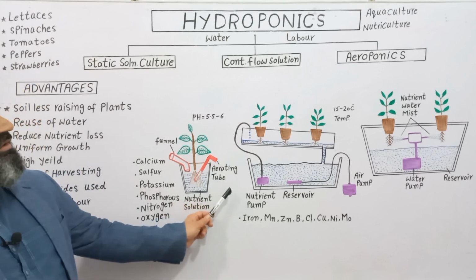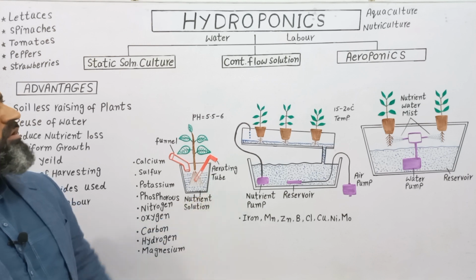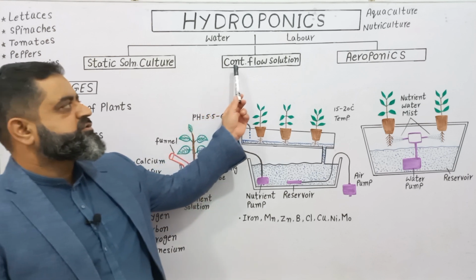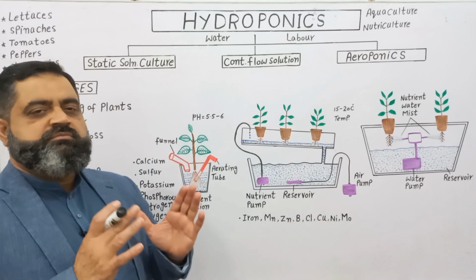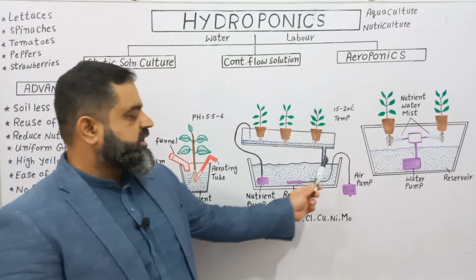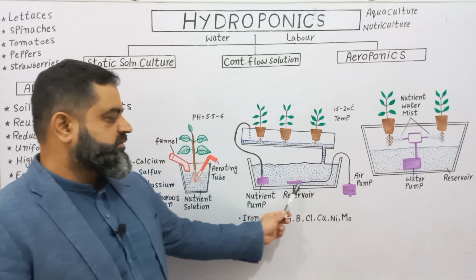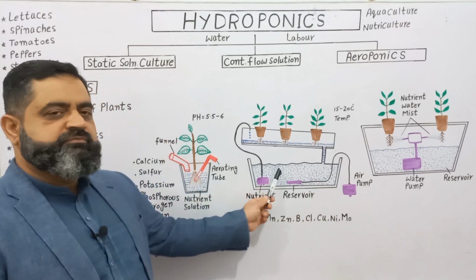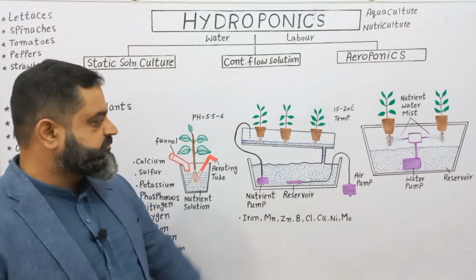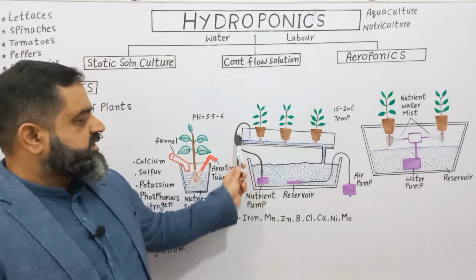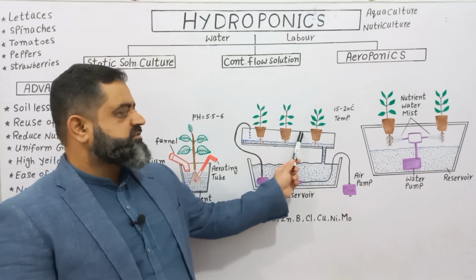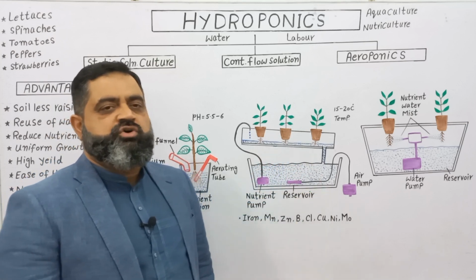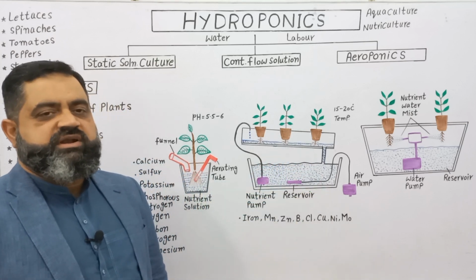The second method commonly used for hydroponics is continuous flow solution culture. In this method, we use a large reservoir of aerated water which contains mineral nutrition, and then there is another large tray which contains pots with seeds or plants of different categories.